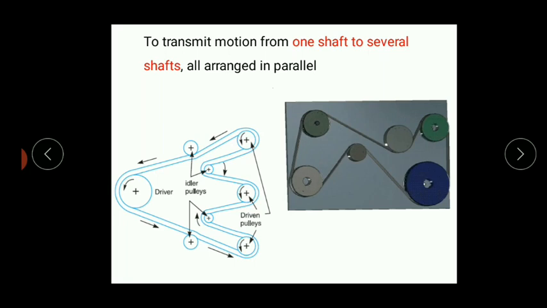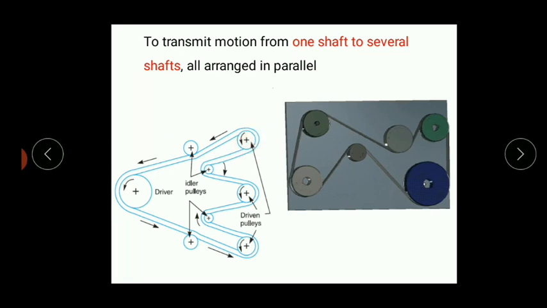The idler pulleys are the pulleys which are just used to obtain a specific shape of the belt without transmitting the motion, because they are mounted on a loose shaft which is not connected to any driven shaft. It is just mounted on a bearing on some loose shaft. That's why these are called idler pulleys, because they are not used to transmit the power. The power is transmitted to only the 1, 2 and 3 shafts over here.